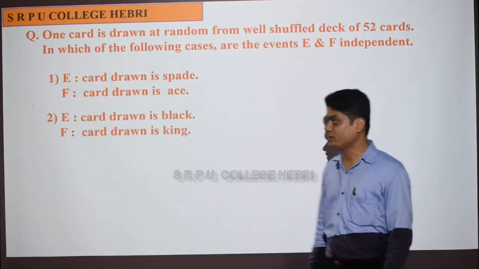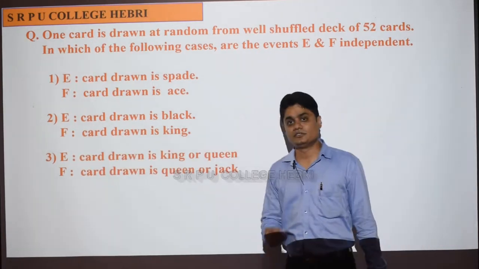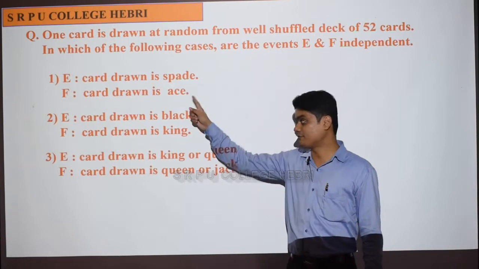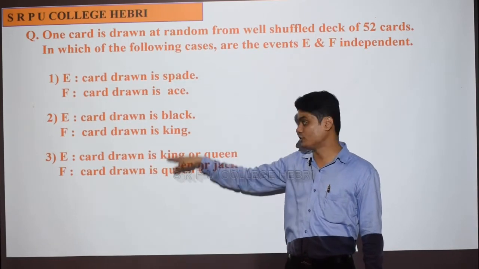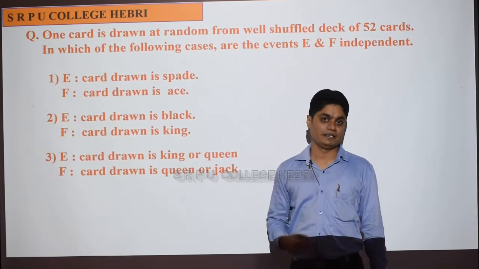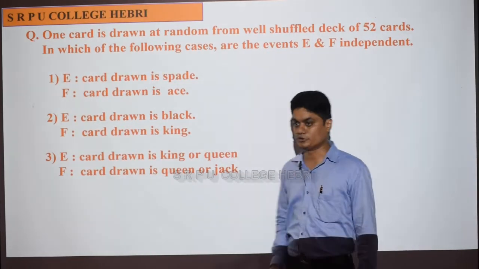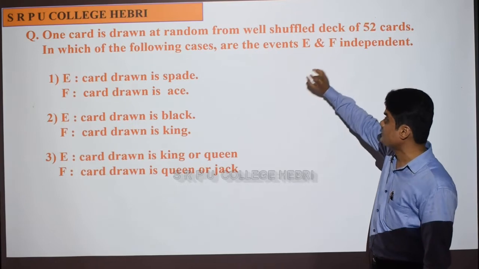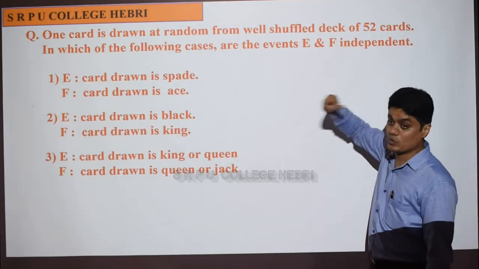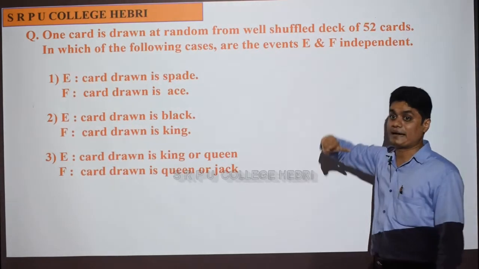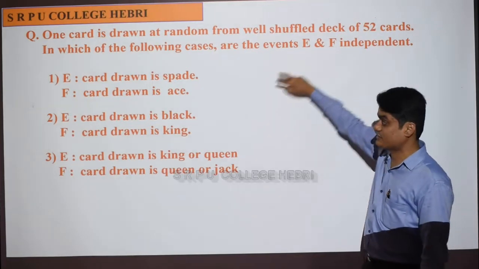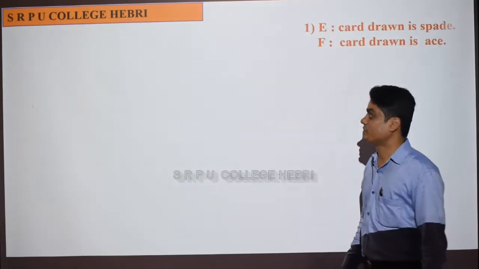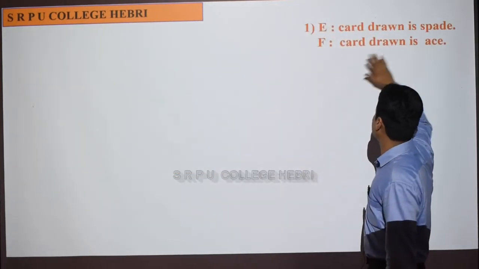So here actually 3 problems are there. So I'll solve 2 problems. This one for homework. So after working out these 2 problems in class, you have to work out this yourself and keep the solution in your notebook only. Okay, so what is the problem? What is the random experiment? Selecting one card from the 52 pack of cards, and we have to check whether the given events are independent or not. So the first problem, card drawn is spade, card drawn is ace.